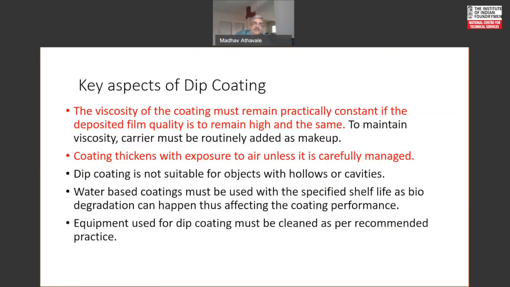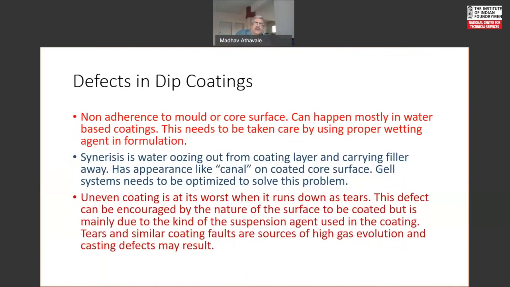Another housekeeping aspect is this, again, I'm sure the coating manufacturers will recommend. There has to be a proper cleaning schedule for the equipment which is used for dip coating, in order to prevent any fermentation happening in the tank. Now, a slide on what are the defects in coatings.